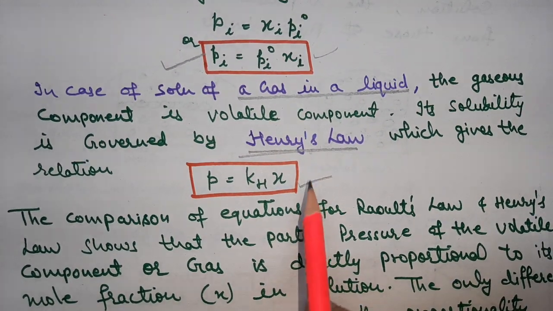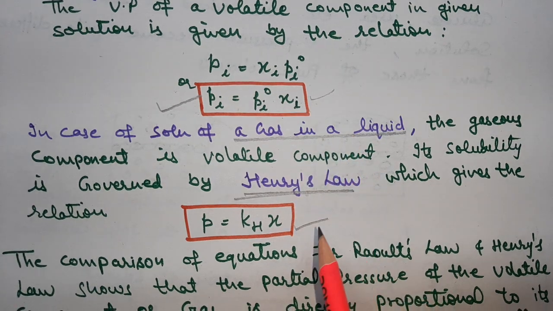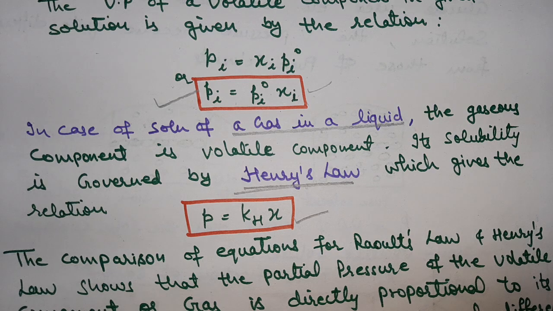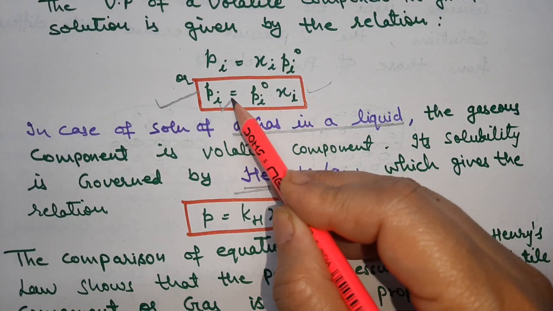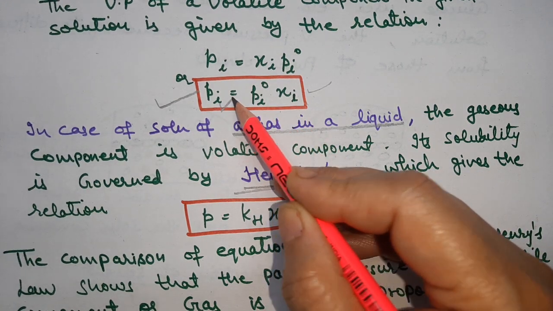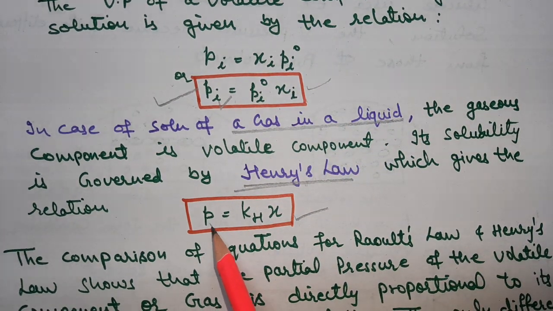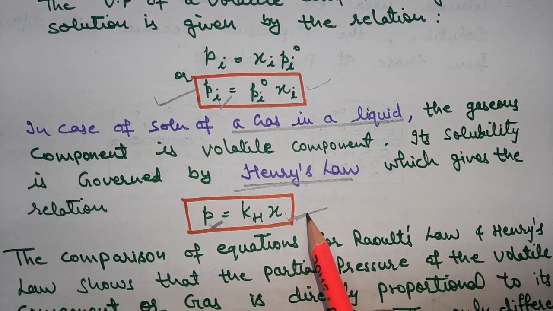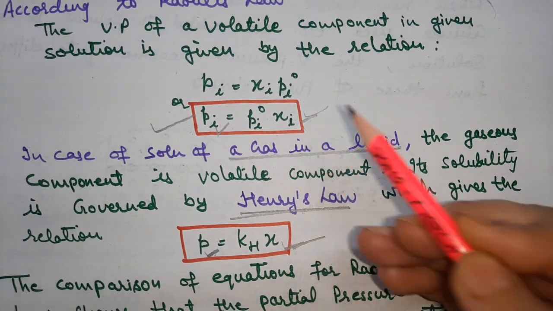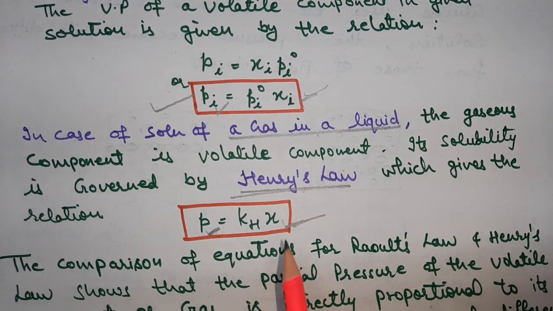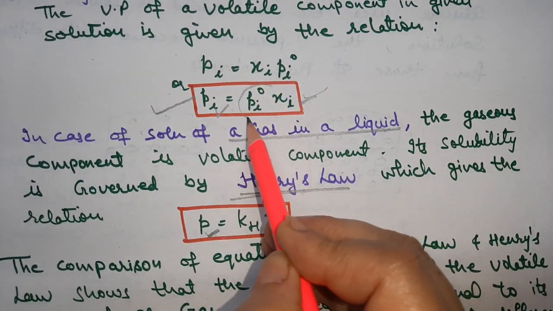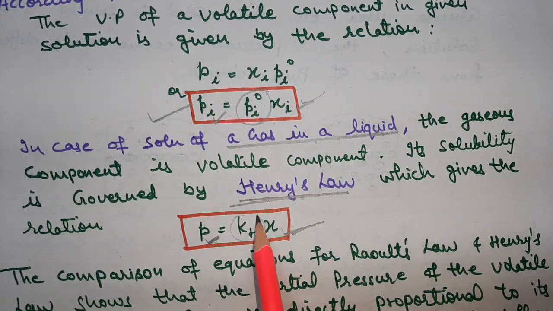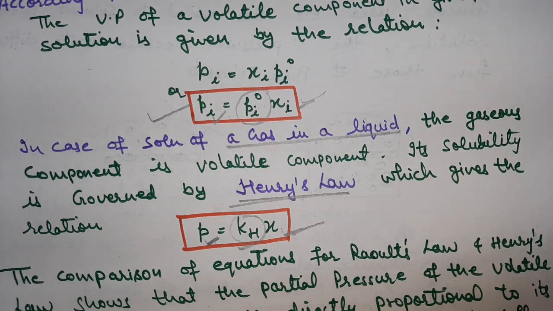On comparing these two expressions, Raoult's law and Henry's law, we can say that this is the partial pressure of the volatile component, and this is again the partial pressure of the gas over the solution. This is the mole fraction of the gas, and this is the mole fraction of the volatile component. The only difference between the two is that in Raoult's law the constant is P1 naught, and in Henry's law it is KH, that is Henry's constant.